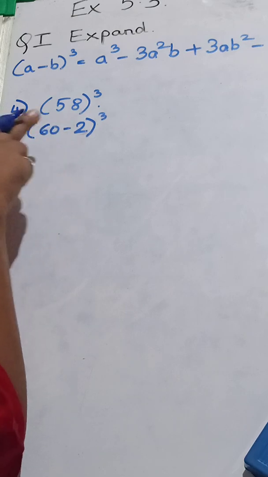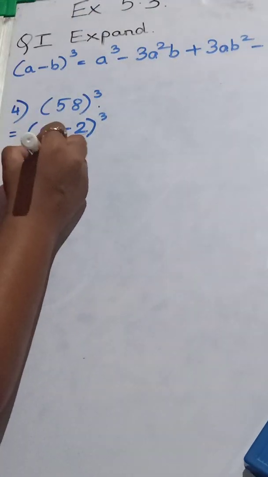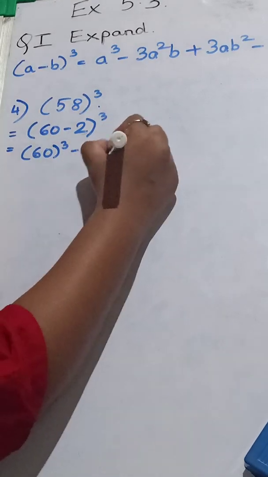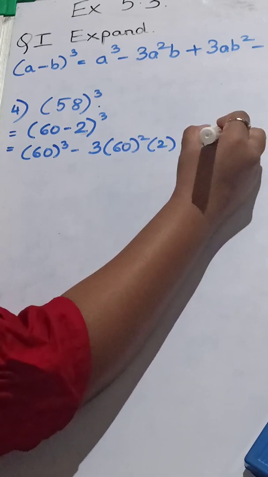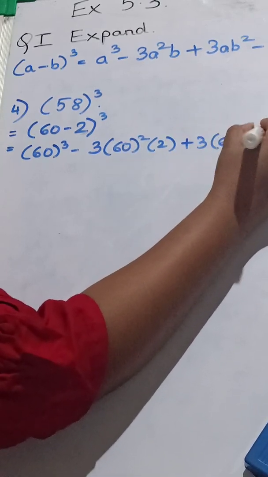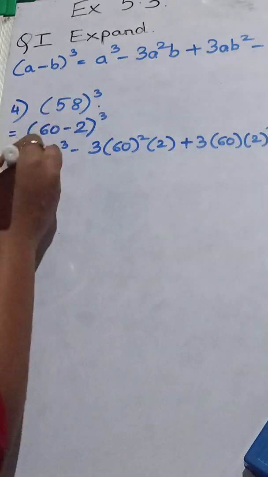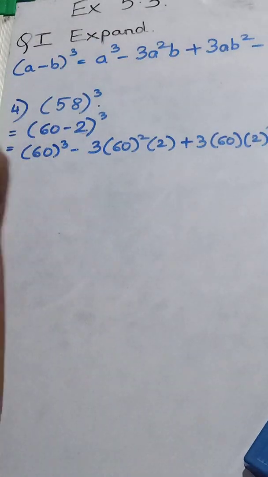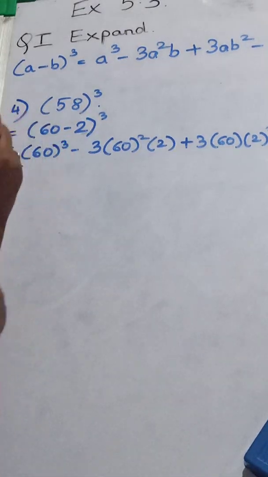So 60 minus 2. 60 is a, 2 is b. Now we will substitute according to the formula. So the first thing will be 60 cube minus 3 into 60 square into 2 plus 3 into 60 into 2 square minus 2 cube. This is what we did in the first step, substituting according to the formula. Second step, we need to open the brackets now.